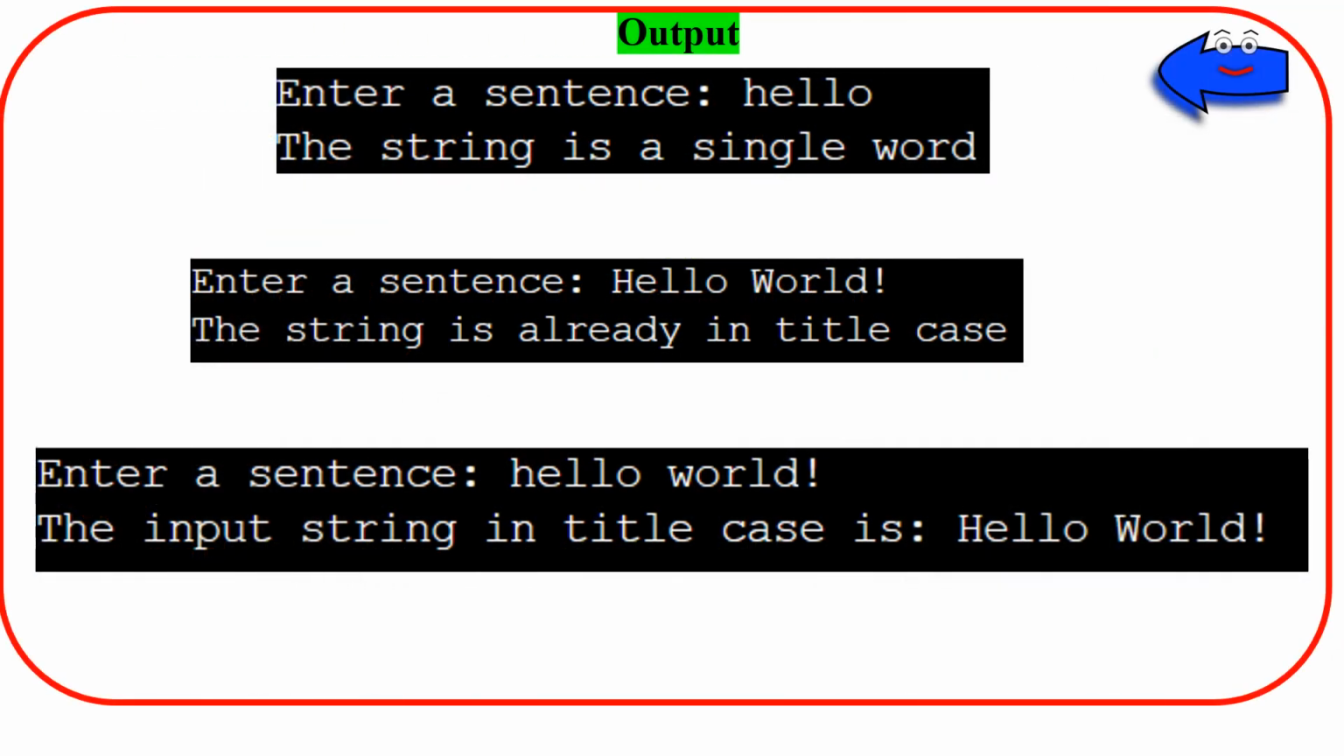Now, let's see the output. The user enters hello, the output displayed is the string is a single word. Next the user enters Hello World, which is already title cased. So the output is the string is already in title case. The next sentence given by the user is hello world in lowercase letters. The output is title cased Hello World. The first character of each word is capitalized and the remaining letters in lowercase, that is title cased.